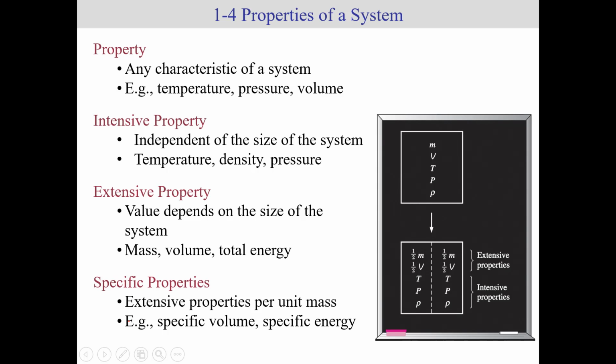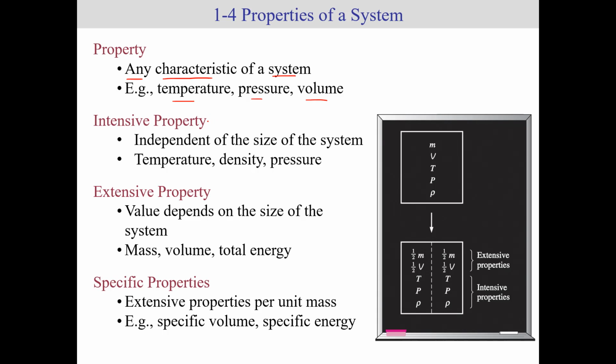So now that we've defined systems into two different types, closed system and open system, we're going to explain the concept of properties. What is a property? A property is any characteristic of a system. An example of a property is temperature, pressure, and volume. Those are numbers that you can get that can describe the system.